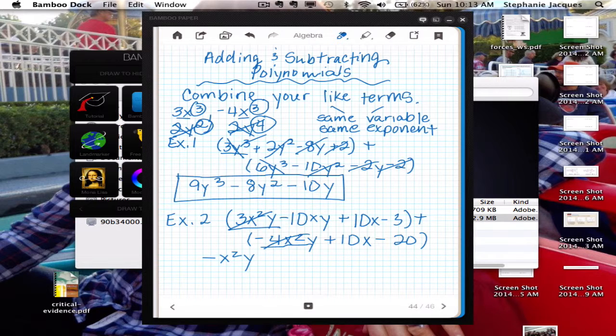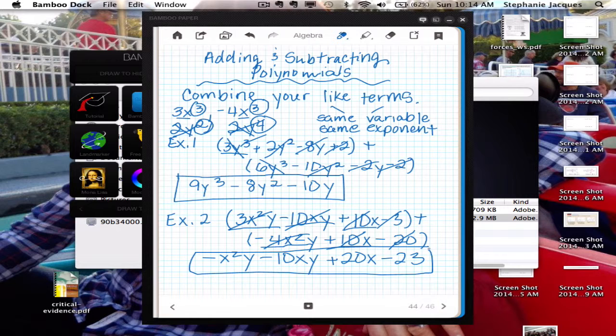Okay, let's look at our next one. Negative 10xy. I look down here. I don't have any xy's. So I'm just going to place that right next to it because it didn't have anything to match with. Now I have a 10x and a 10x, so that gives me 20x. And then I have a negative 3 plus a negative 20, so negative 23. So the sum of this addition problem will be negative x squared y minus 10xy plus 20x minus 23.